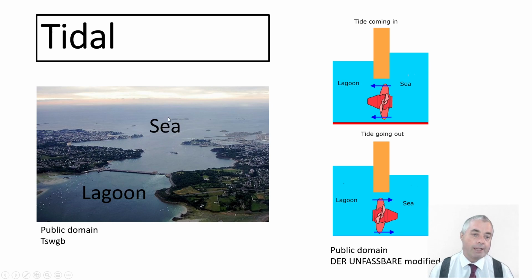Now, if the tide comes in, what you end up with is this picture here, where the sea is higher than the water in the lagoon. So you let the water move from the high level in the sea into the lagoon, past the turbine, turns a generator, you're making electricity. When the tide goes out, you get the opposite. The water behind the lagoon is higher than the sea, so you let the water move out of the lagoon into the sea, and that turns the turbine and also generates electricity.